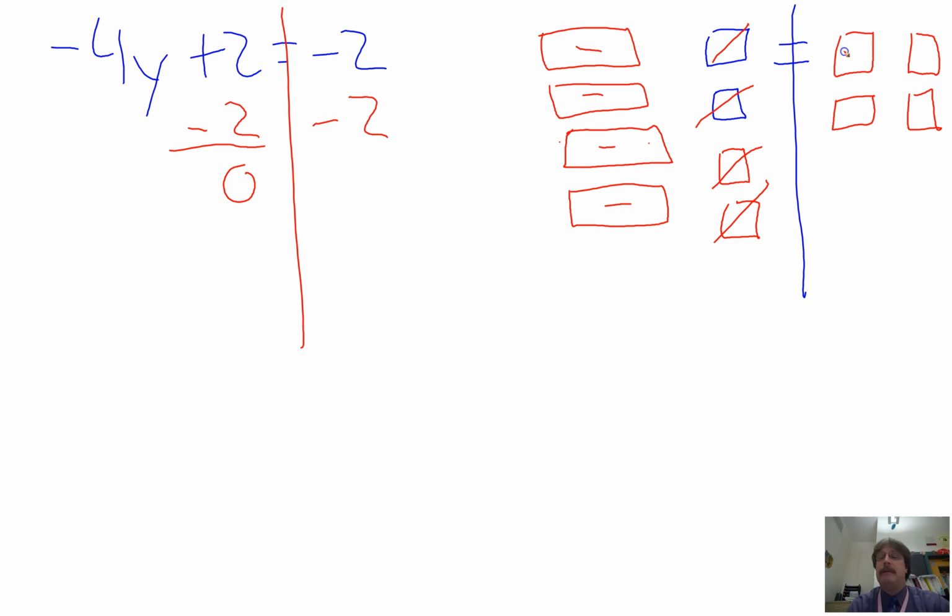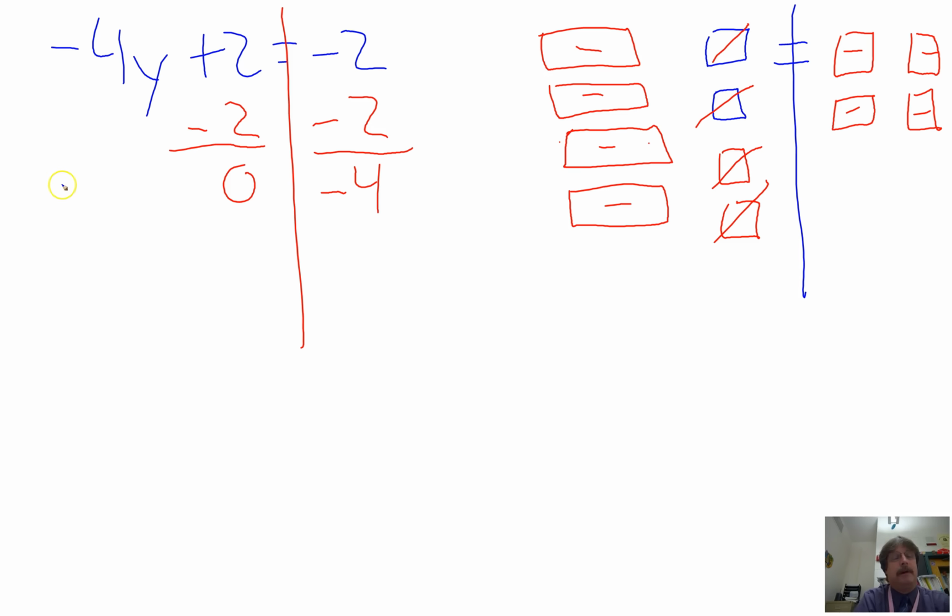But now remember, this is a negative, that's a negative, that's a negative, that's a negative. So we've not created 0 pairs to cancel anything out. So we're now left with negative 4. Over here, negative 2 minus 2 is negative 4. Okay, so that goes back to the integer rules that we still need to work on in our class.